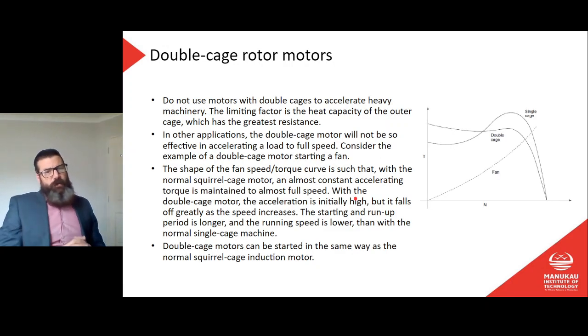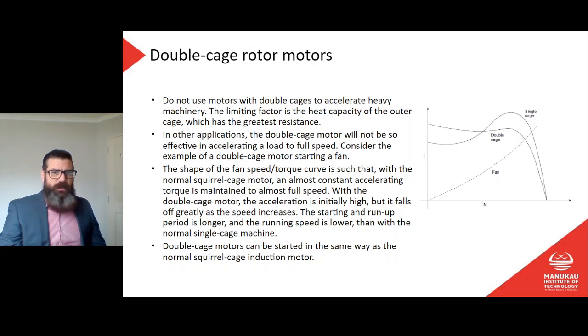Do not use motors with double cages to accelerate heavy machinery. The limiting factor is the heat capacity of the outer cage, which has the greatest resistance, because the outer cage is resistance, not reactance. That means the greater the current in the rotor, the more heat we're going to be dissipating.